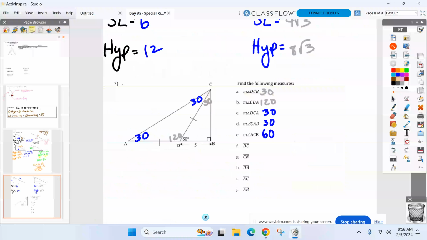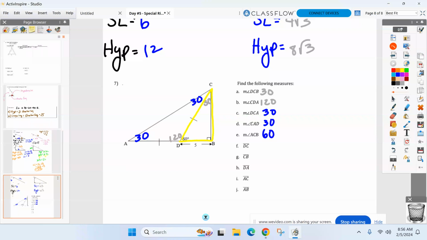Any issues finding them? Now look at the diagram. Before we start answering F through J, look at the diagram. Do you see 2 30, 60, 90s? I see a 30, 60, 90 right here for DCB. And everyone else see the other 30, 60, 90, the big one, A, B, C, right? 30, 60 for angle C, and B is the 90. So there's 2 30, 60, 90s. Work with one at a time. Don't bounce back and forth.